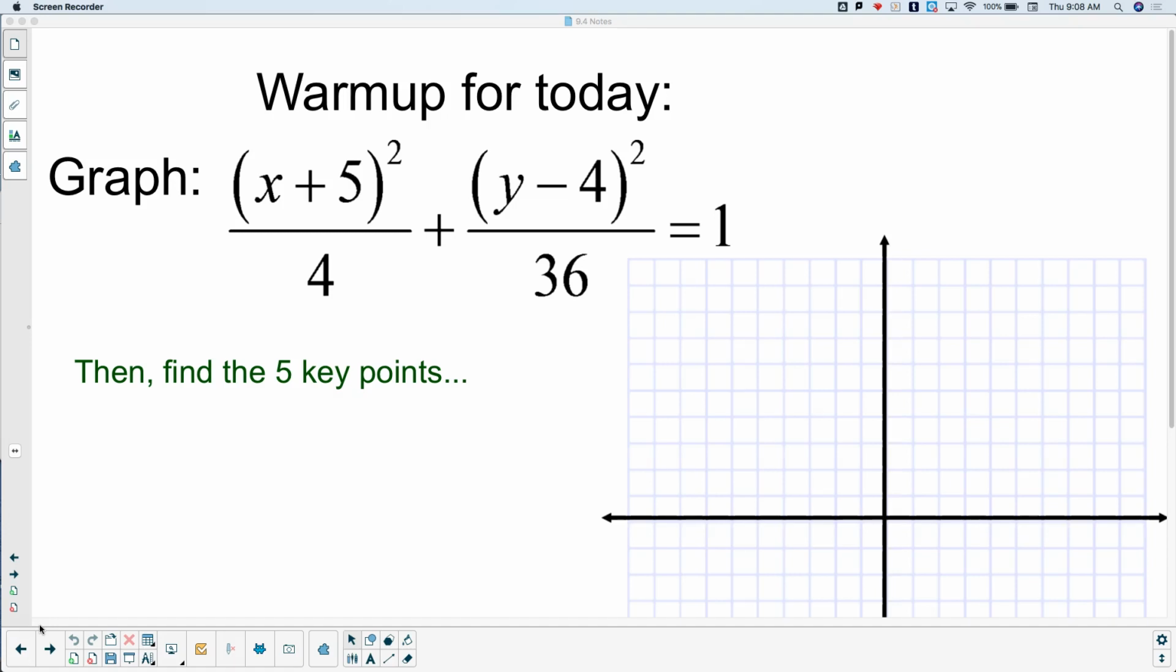So let's start today by graphing this bad boy, followed up by telling me what the 5 key points are of it.